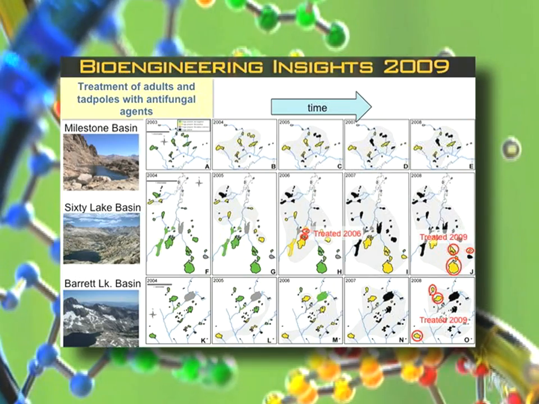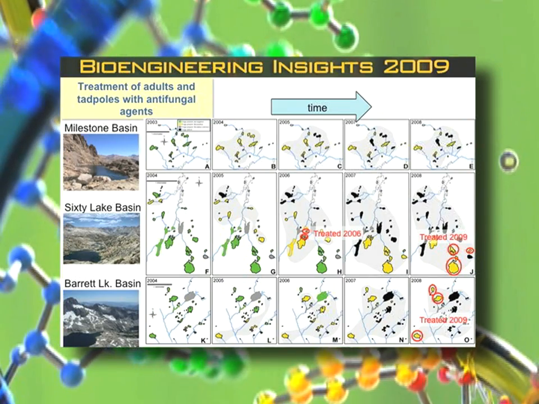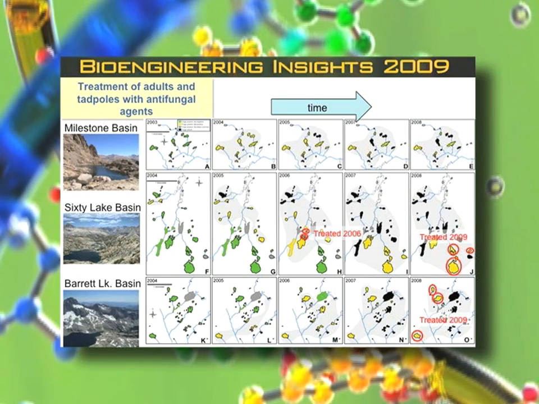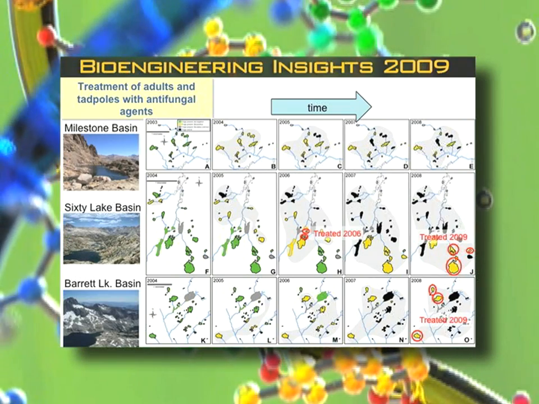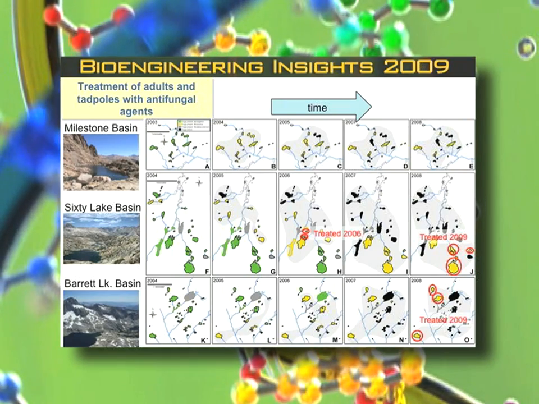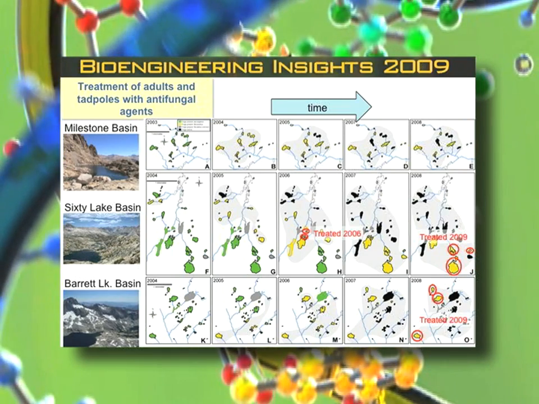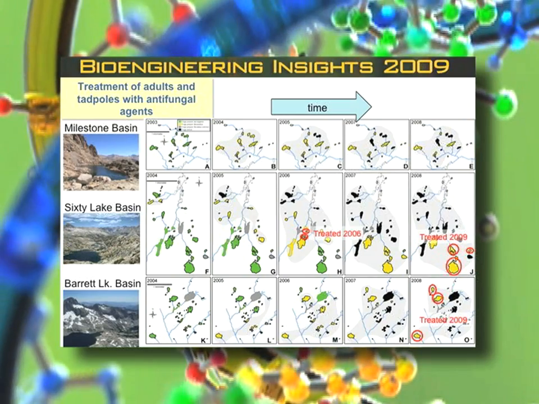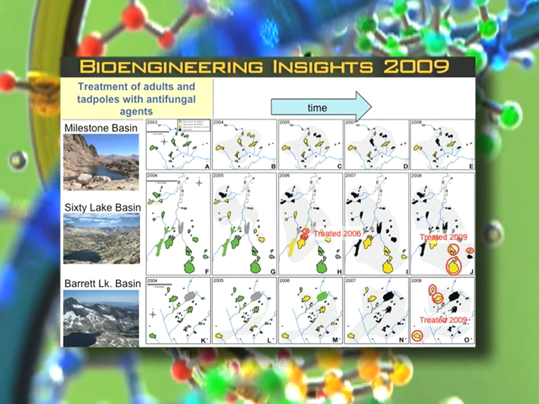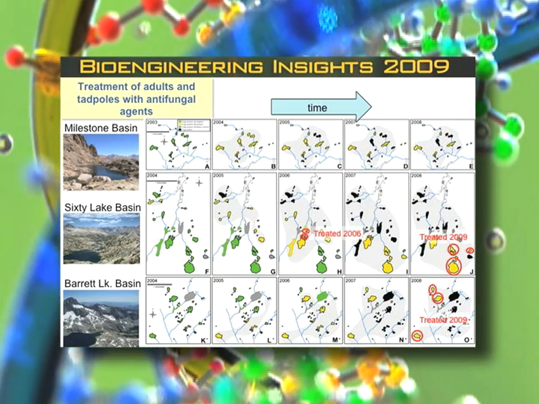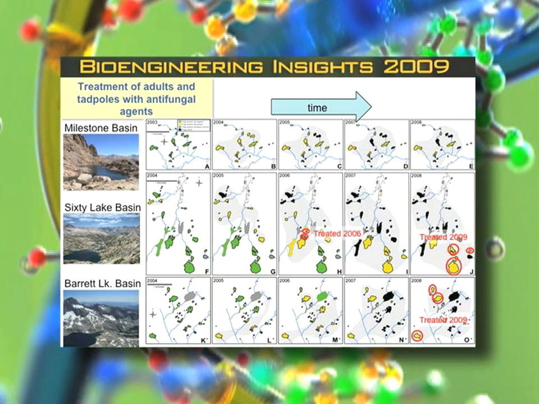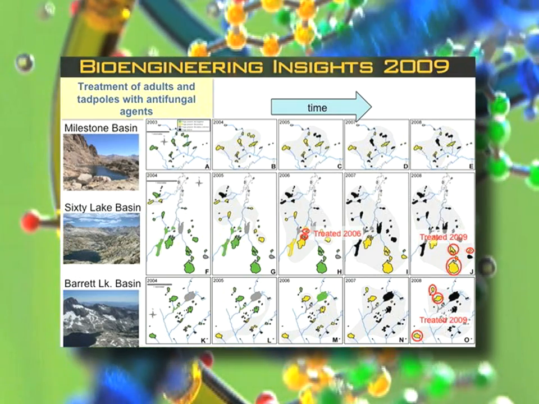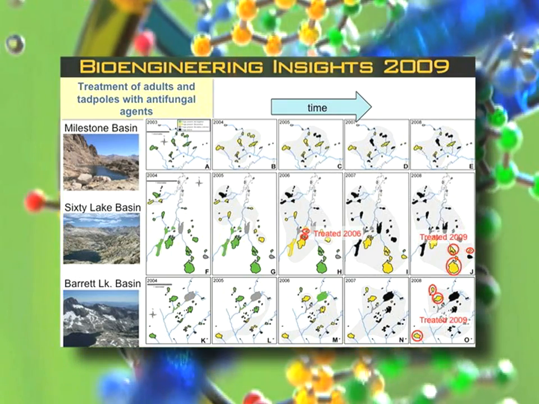So this isn't just a hypothetical academic thing. We're actually trying some of these treatments out. This complicated picture is really just a bunch of maps of three basins, Milestone Basin, Sixty Lake Basin, and Barrett Lake Basin, showing through time the progression of the disease. The green lakes are lakes that were initially uninfected. When they're yellow, they become infected and have BD. And when they turn black, that's when the frogs are extinct.